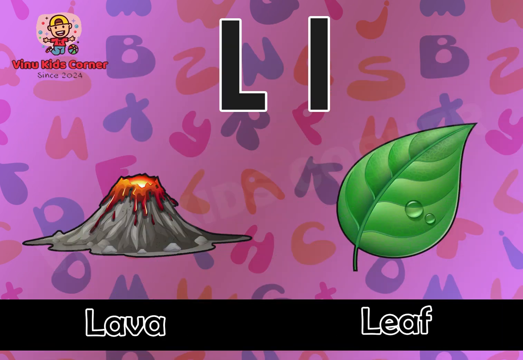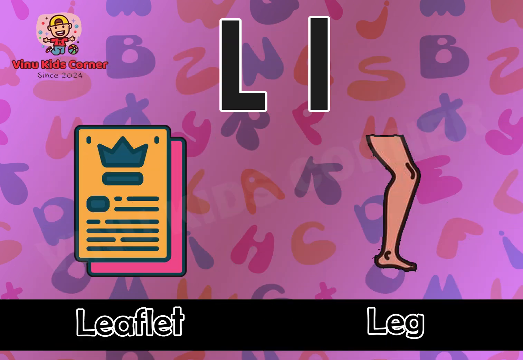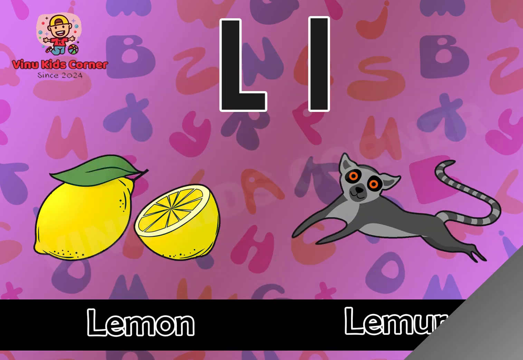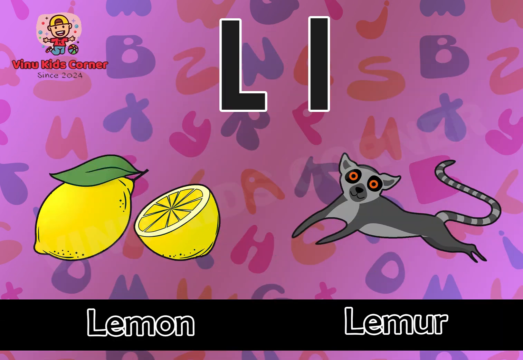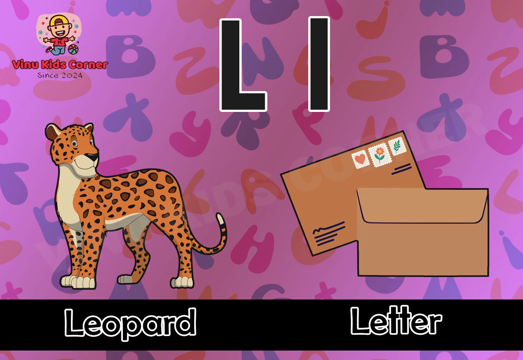L is for lava. L is for leaf. L is for leaflet. L is for leg. L is for lemon. L is for lemur. L is for leopard. L is for letter.